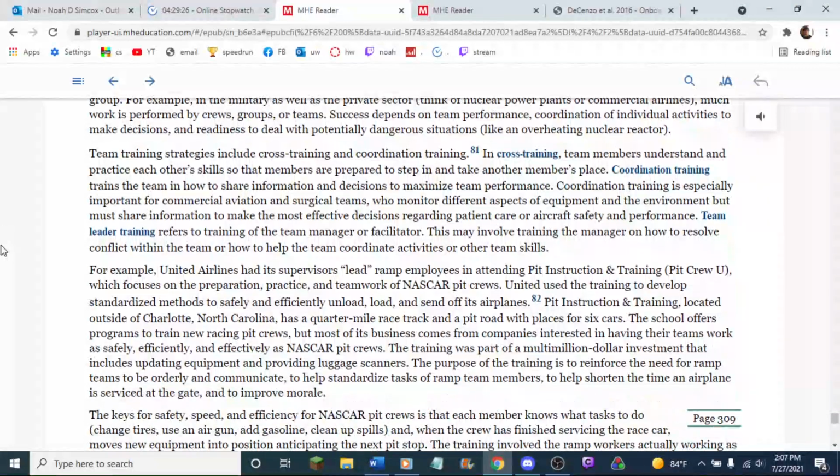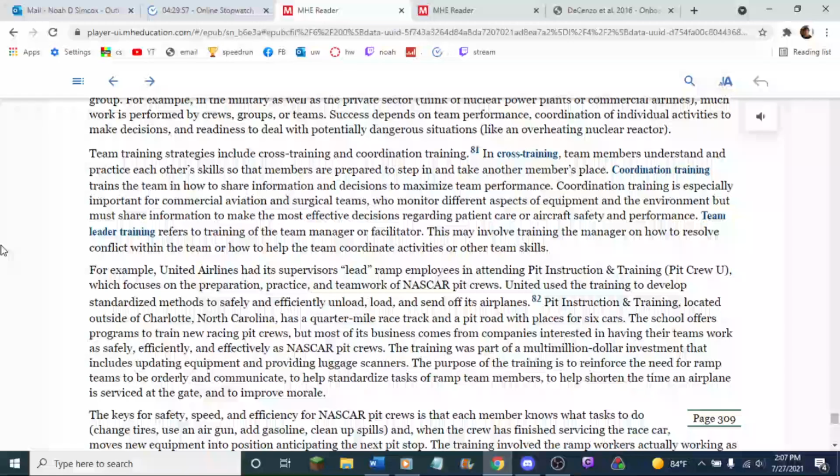Team training strategies include cross-training and coordination training. In cross-training, team members understand and practice each other's skills so that members are prepared to step in and take another member's place. Coordination training trains the team in how to share information and decisions to maximize team performance. Coordination training is especially important for commercial aviation and surgical teams who monitor different aspects of equipment and the environment but must share information to make the most effective decisions regarding patient care or aircraft safety and performance.